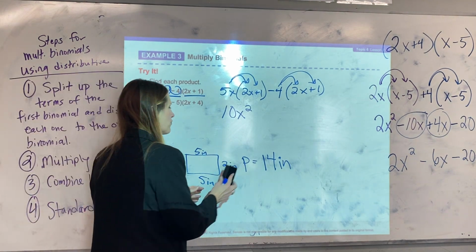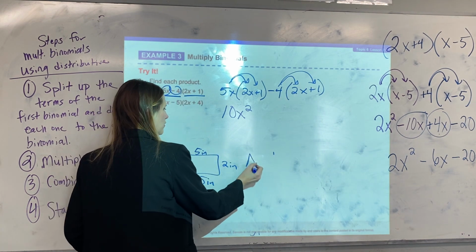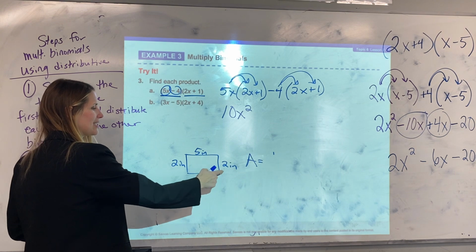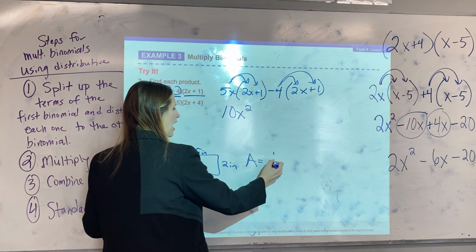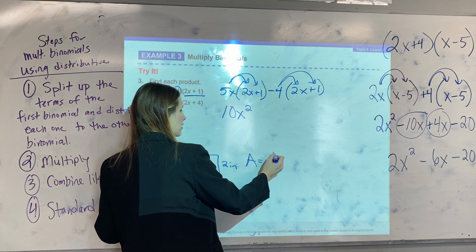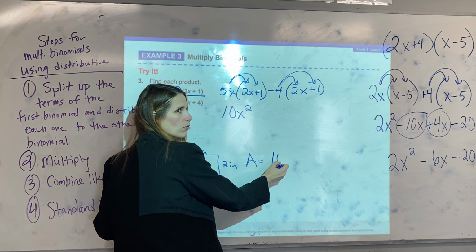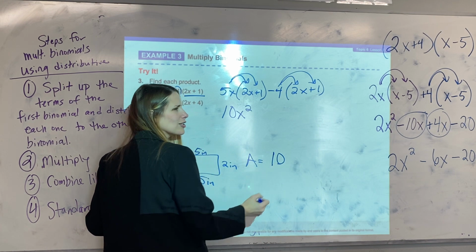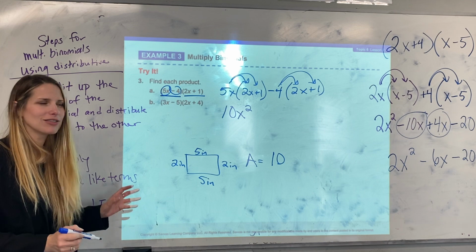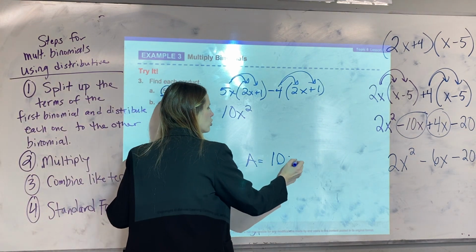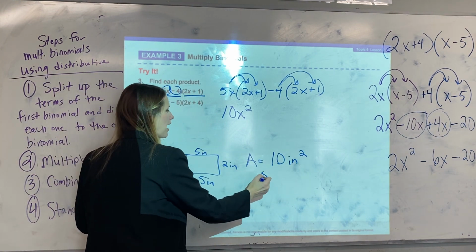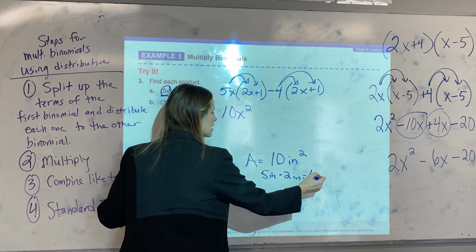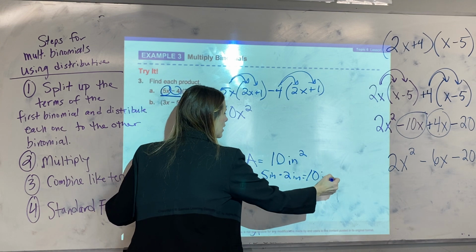Now, if I asked for the area, we would multiply 5 inches times 2 inches, and we would get, what? 10 inches squared. Thank you. You guys are really missing the point of this example. 10 inches squared, because it would be 5 inches times 2 inches. 5 times 2 is 10, inches times inches is inches squared.